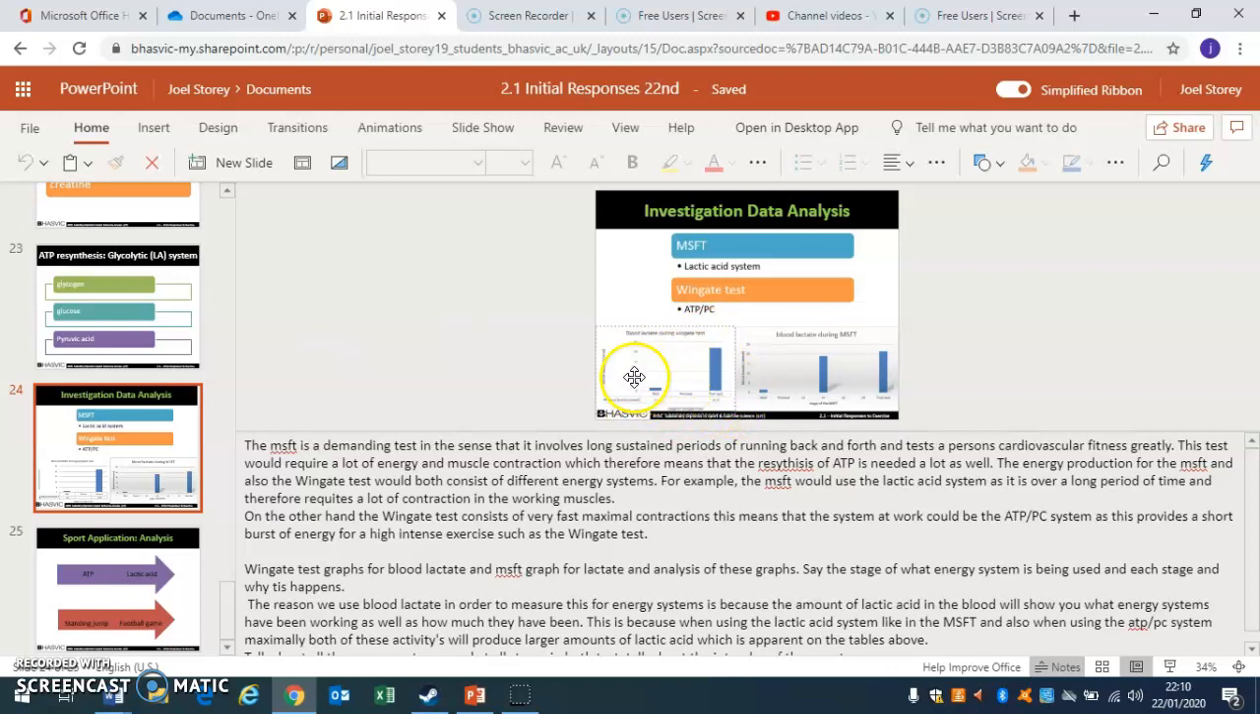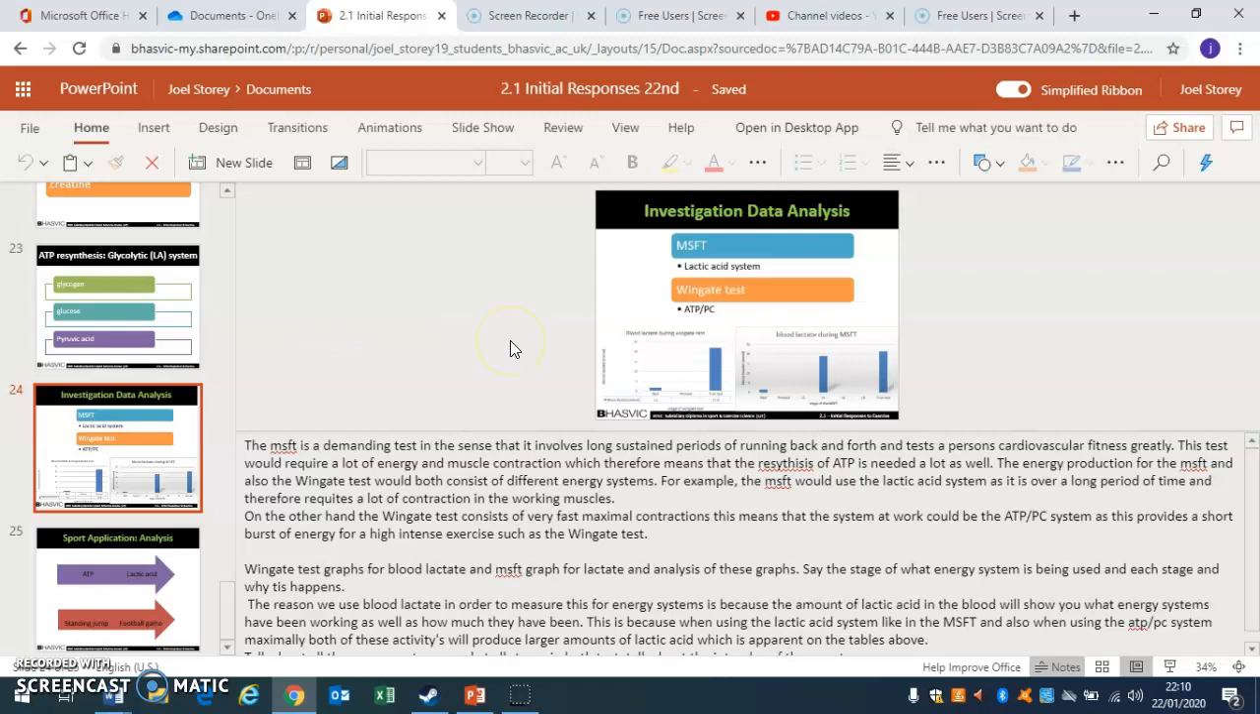In the multi-stage fitness test, you would expect it to start off using this ATP/PC system for the first 10 seconds, and then moving on to provide the rest of the energy for muscle contraction, the system would then be the lactic acid system, as this provides energy for 2 to 3 minutes. However, it would not do the duration of the rest of the test.